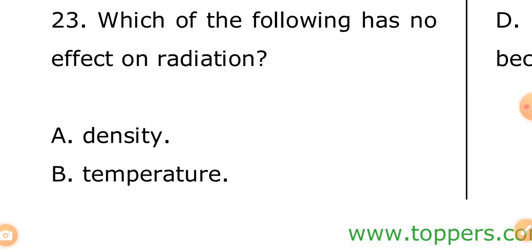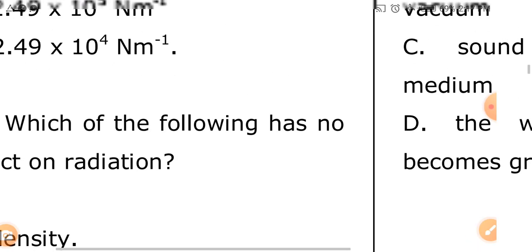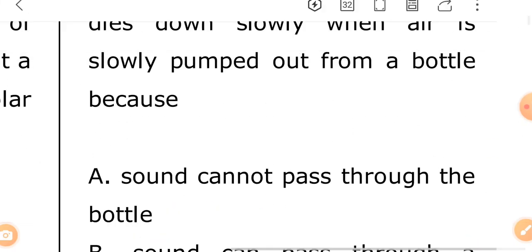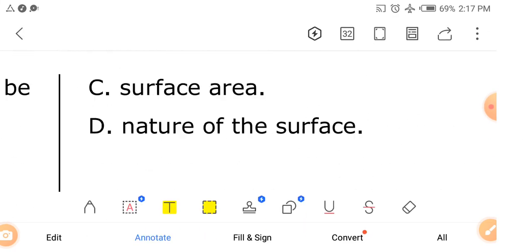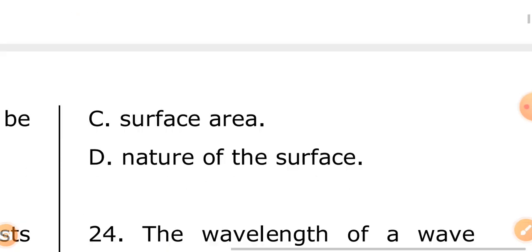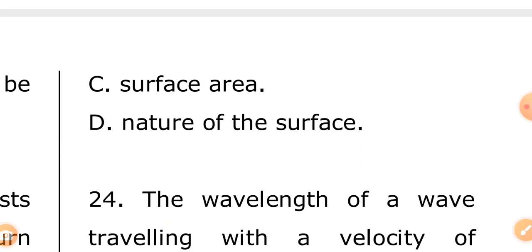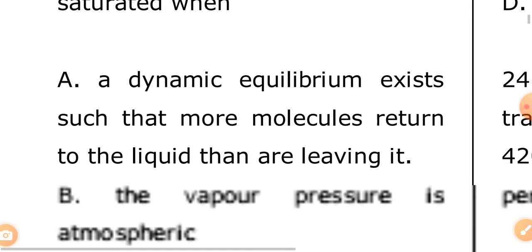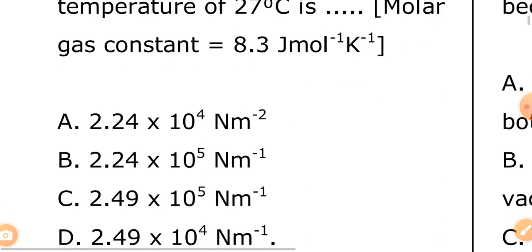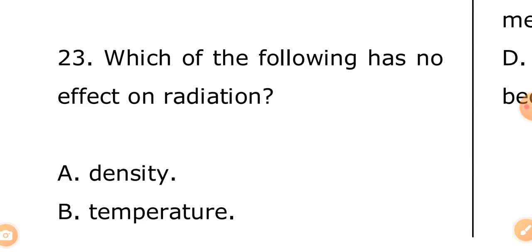Which of the following has no effect on radiation? A, density. B, temperature. C, surface area. D, nature of the surface. We're looking at which doesn't have an effect on radiation. All the others have an effect on radiation except, remember we said, which of the following has no effect on radiation? The answer, the one that has no effect on radiation, is density.